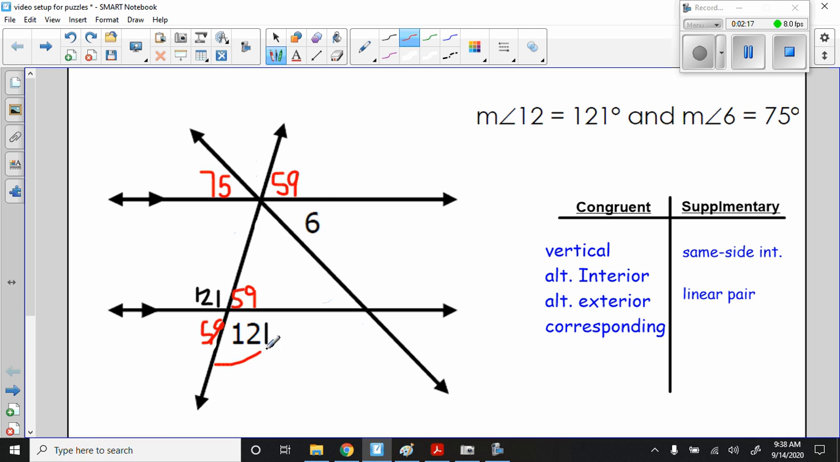Okay, I cannot say these are corresponding, because look at that. They are corresponding, but both these angles are going to add up to 121. So this is going to get a little weird there. So I cannot do that math. Okay, so what I can do is go ahead and see a vertical angle down here at the 59.